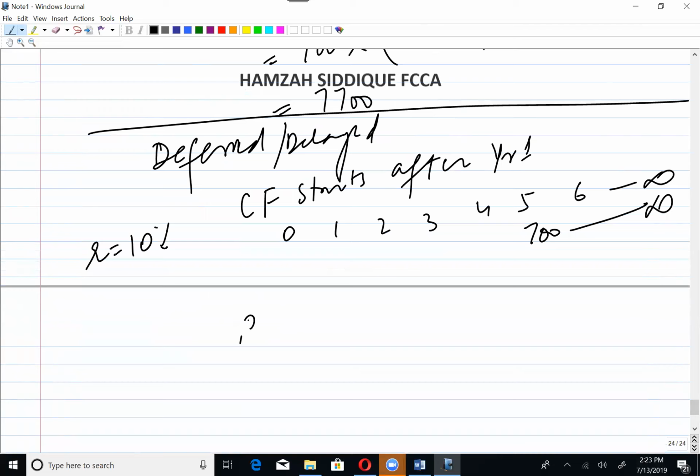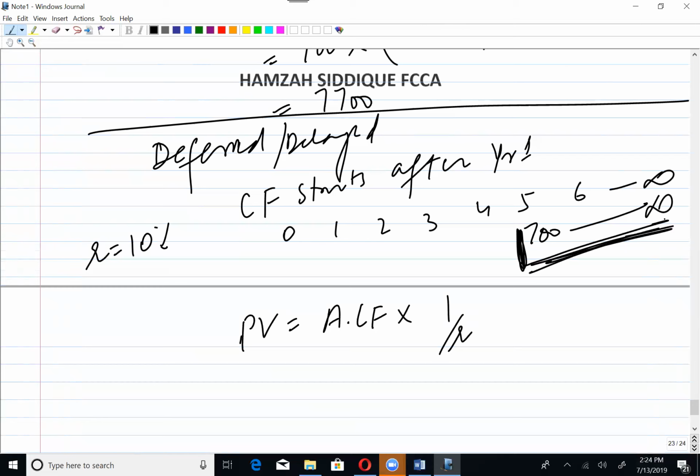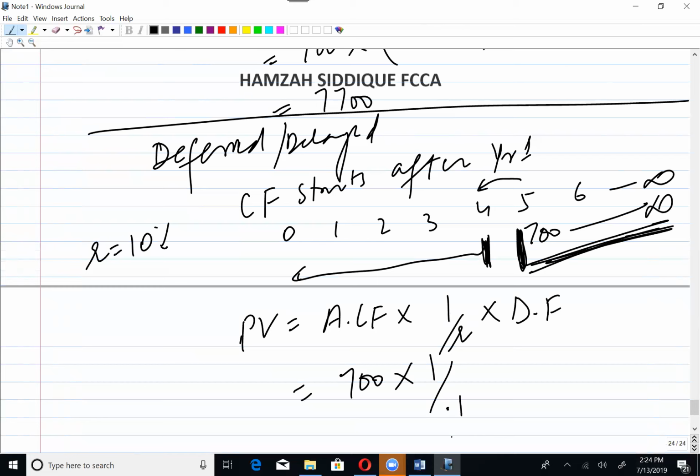Now, present value is equal to annual cash flow cross 1 over R, simple perpetuity. Students, similarly, like annuity, answer will fall here. And we have to take that to year 0, cross discount factor. So you see here, 700 cross 1 over 0.1 cross 0.621. No, sorry, 683 it is. We will multiply and get the answer.